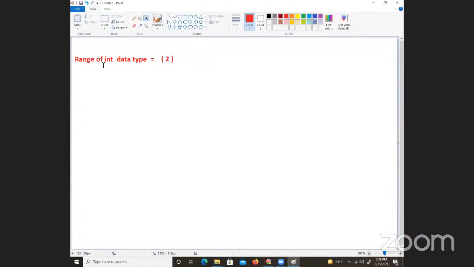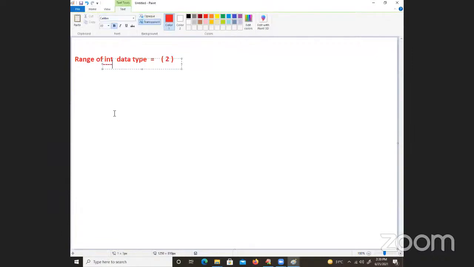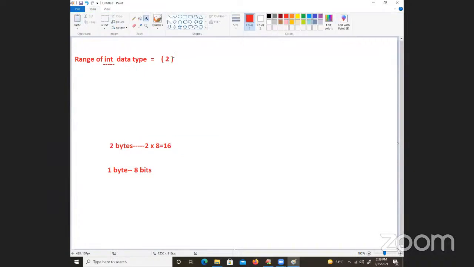int data type. Int data type takes how many bytes? 2 bytes. You already know that 1 byte is equal to 8 bits. Because you are beginner students, you can understand me. So 2 bytes means what? 2 into 8 is equal to 16 bits. So I will write on the top of it 16 here.